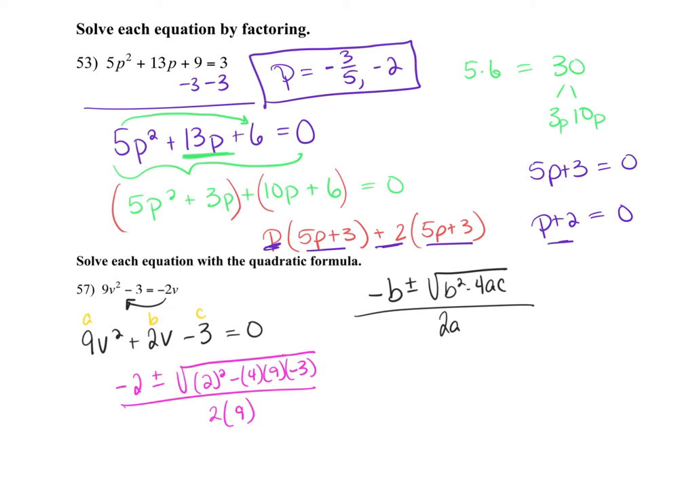So don't forget your positives and negatives rules here. We have -2 plus or minus the square root. I have 4, and then it's a negative and a negative, so this is actually going to be plus. And then I have 4 times 3, 12 times 9 gives me 108, hopefully. All right, which is not going to be a perfect square, but that's okay. Reduce it as much as possible.